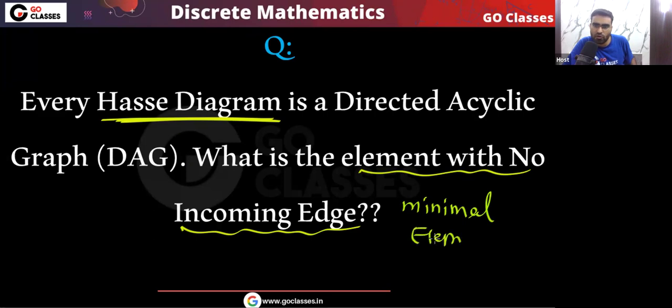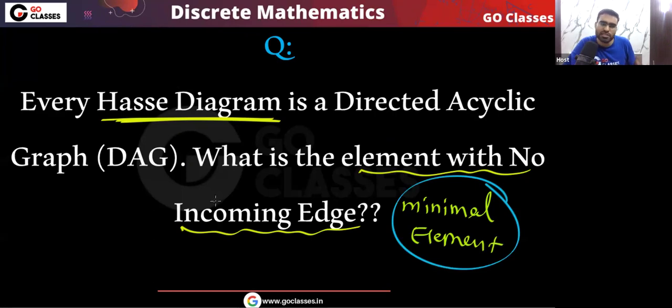This is the definition of minimal element. Yes or no? Some students are saying least element. That is also correct, because least element is minimal element. Agree with me? That is also fine, because every least element is minimal element. But this is the definition of minimal element, that element without any incoming edge. See, what is the minimal element?